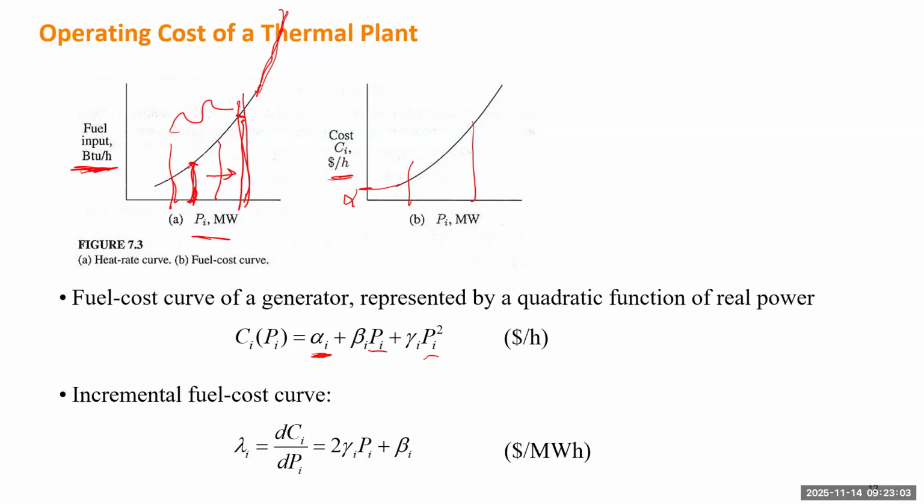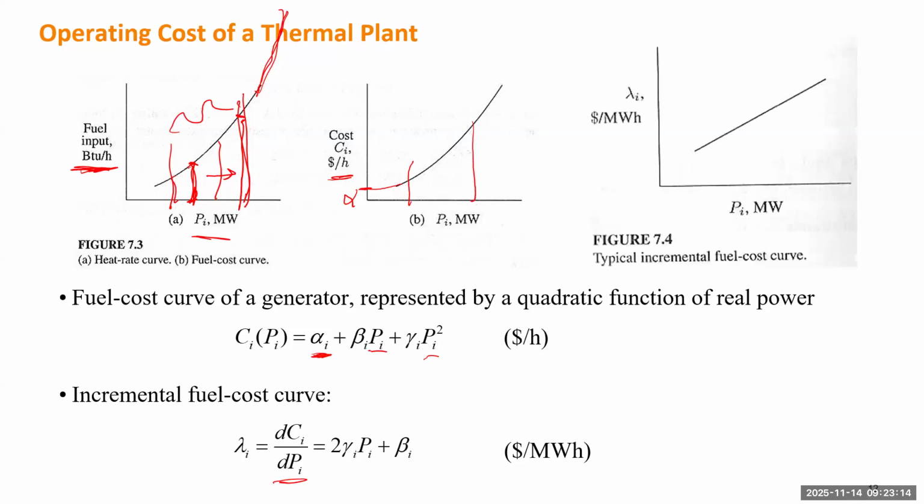Next, we can calculate the derivative of this cost function with respect to the power output, which will be a linear function. So it will be this straight line. x is still the output of the power plant. The y is actually lambda.